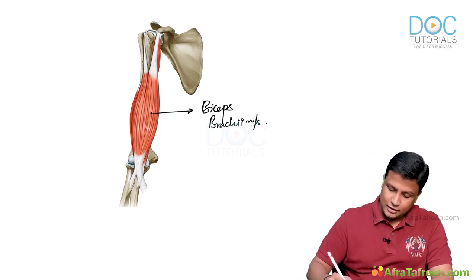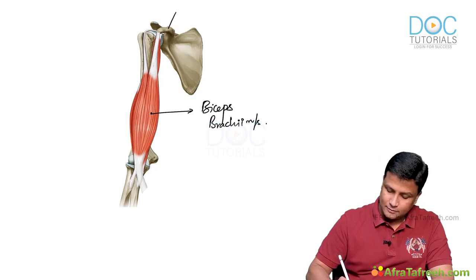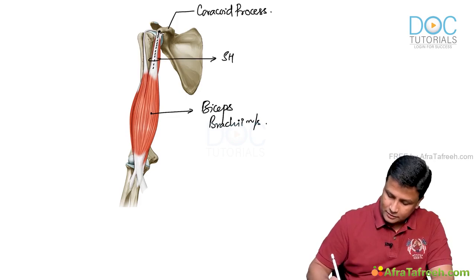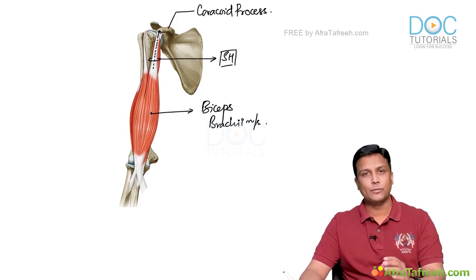Now out of these two heads, you can see here again the same thing. This process will be the coracoid process here. And from the coracoid process, my dear friends, originates the short head of the biceps. So this one here is the short head of the biceps brachii muscle originating from the coracoid process.